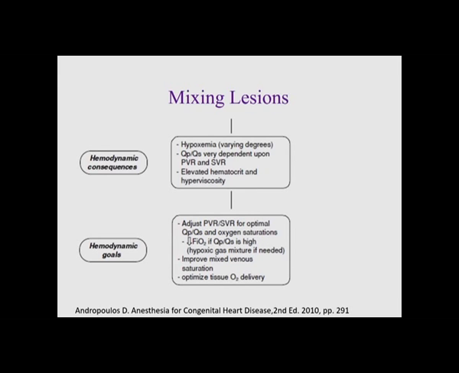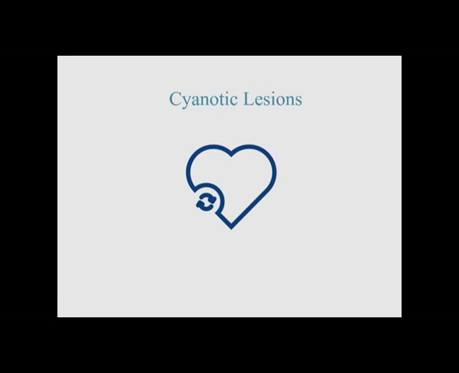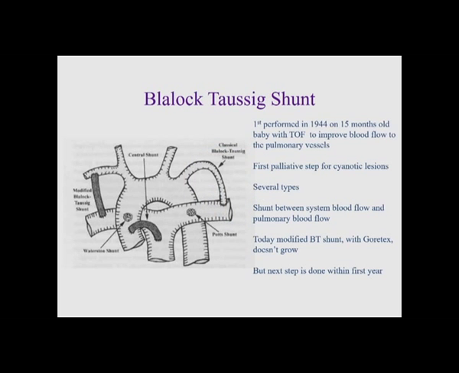So now it's coming to the mixed lesions, the cyanotic lesions, as you call them. The first procedure, most of the time that's performed for these, is a BT shunt. So you may encounter children that are partially repaired, that have a BT shunt. The BT shunt actually brings blood from the subclavian artery, normally to the pulmonary artery. And this is a very sensitive shunt.